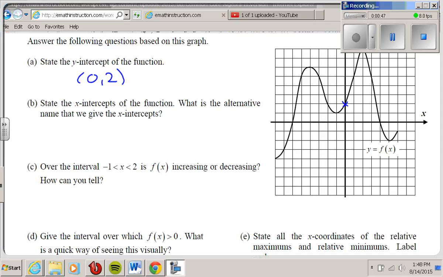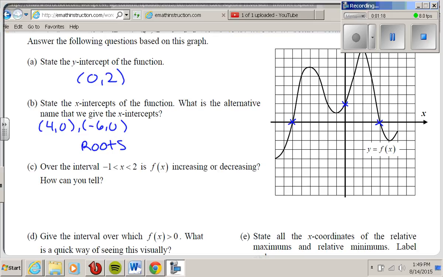The x-intercepts of the function. What is the alternative name that we give the x-intercepts? Okay, so here are our x-intercepts, here and here. So we have 4, 0 and negative 6, 0. We also call these roots, the roots of the function, or the zeros of the function.